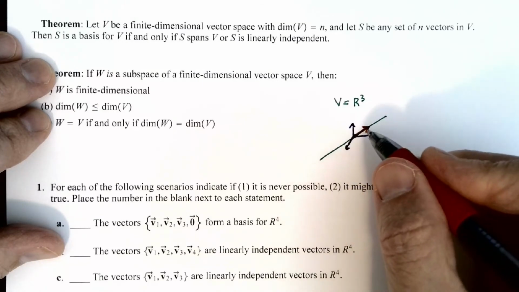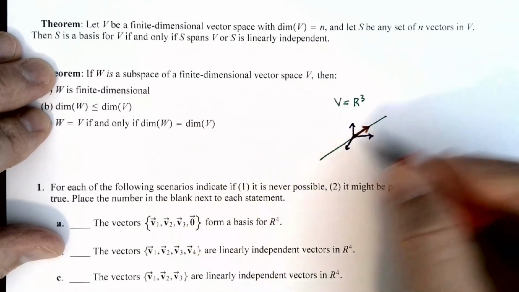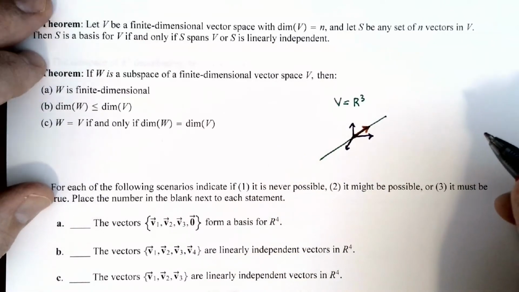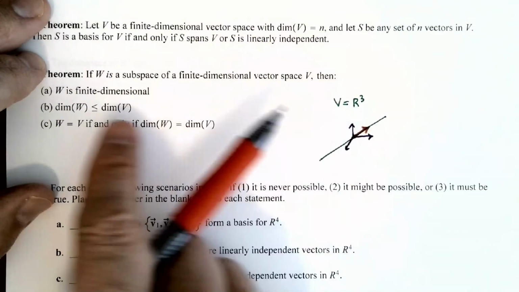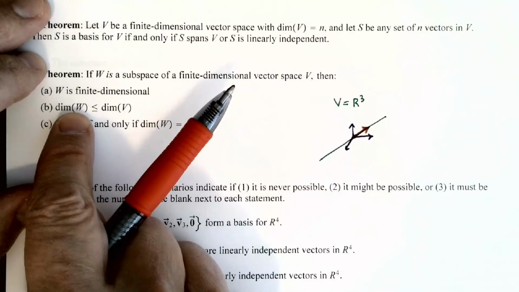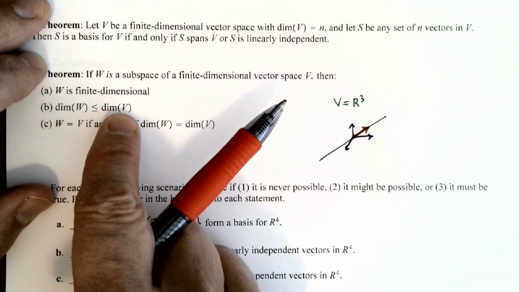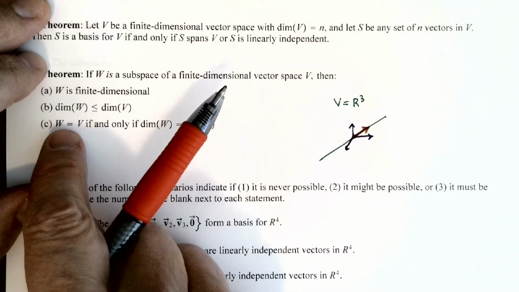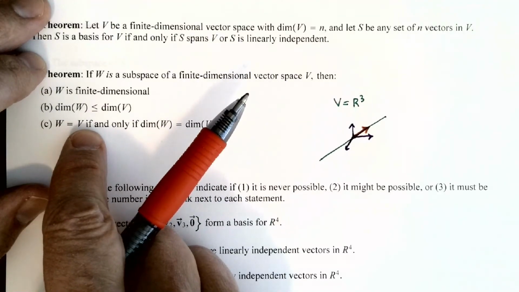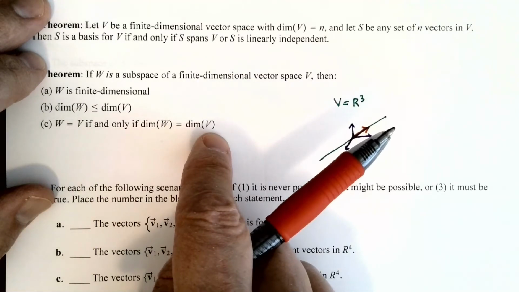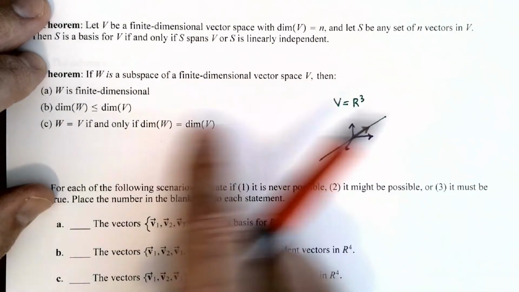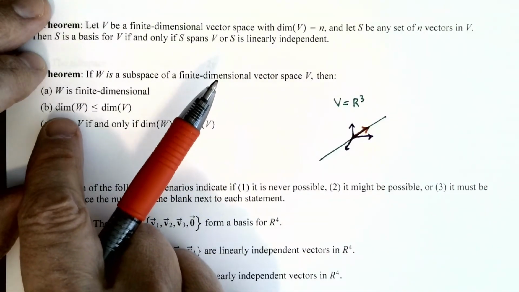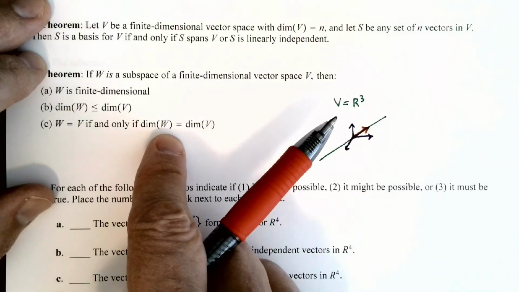Therefore, the dimension is what? 1. A line is one-dimensional. Surprise, surprise, right? 3 space is dimension 3, so the dimension of W is 1, less than or equal to dimension 3. Now, what if W equals V? Well, that's true if and only if their dimensions are equal. Remember, 3 space is a subspace of itself. In that case, if W is 3 space, its dimension is 3.